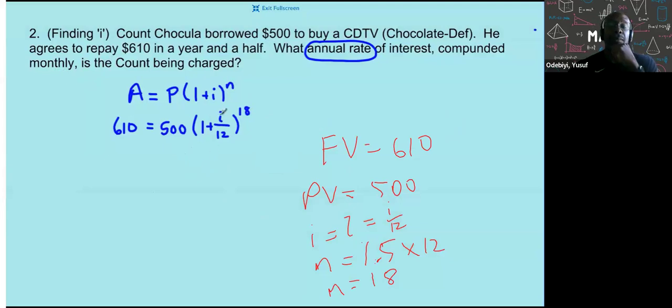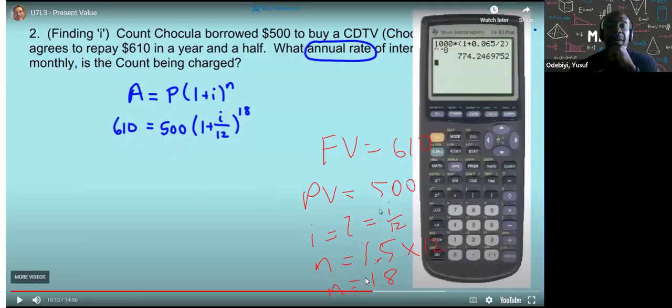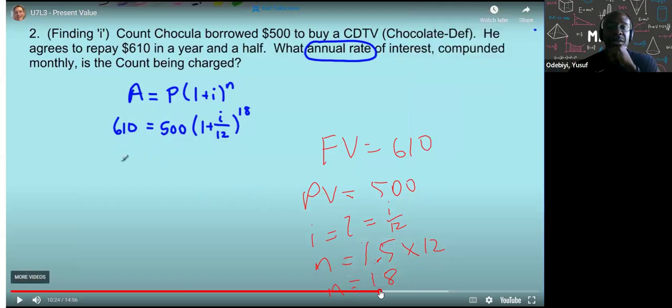Our goal here is to isolate for I, so let's use backwards BEDMAS to do that. The first thing we're going to do is divide away this 500, so 610 divided by 500. Let's get our calculator out and see what this equals. I'm going to fast forward because you can see it on the screen. To get rid of the 500, you divide both sides by 500.